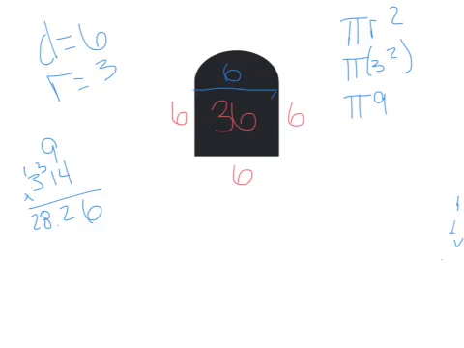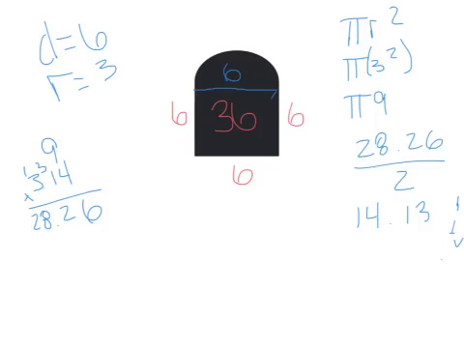Now, that is the area of the full circle, but I've got a semicircle. So what do I need to do next? That's right. I need to divide my area by 2. So if I take 28.26 and divide it by 2, I will get 14.13.